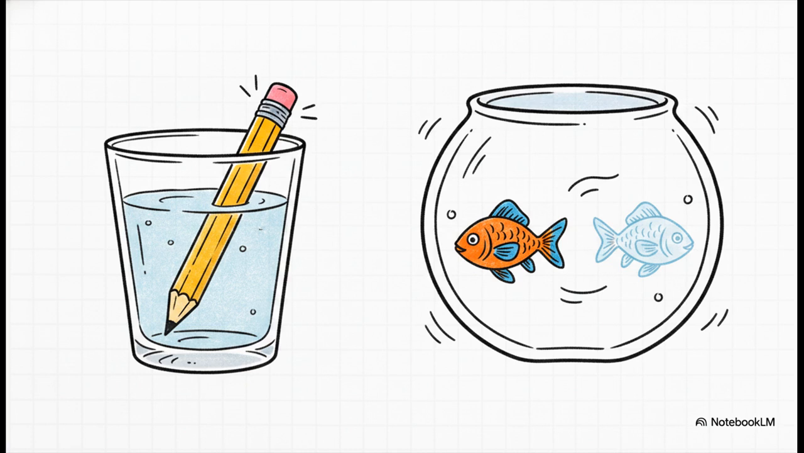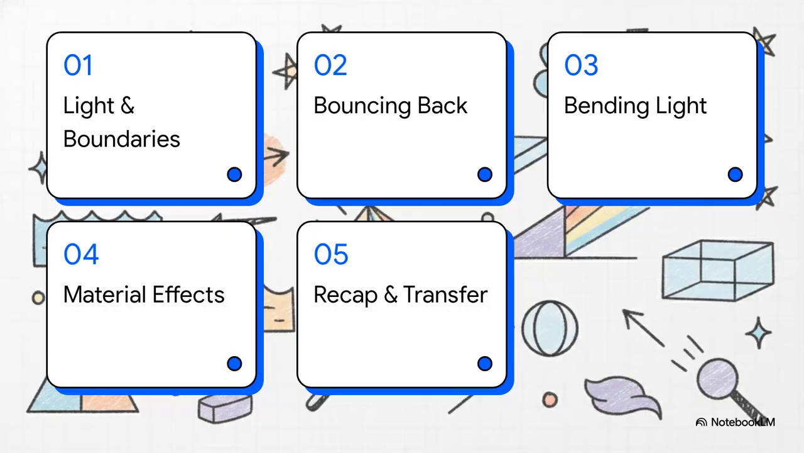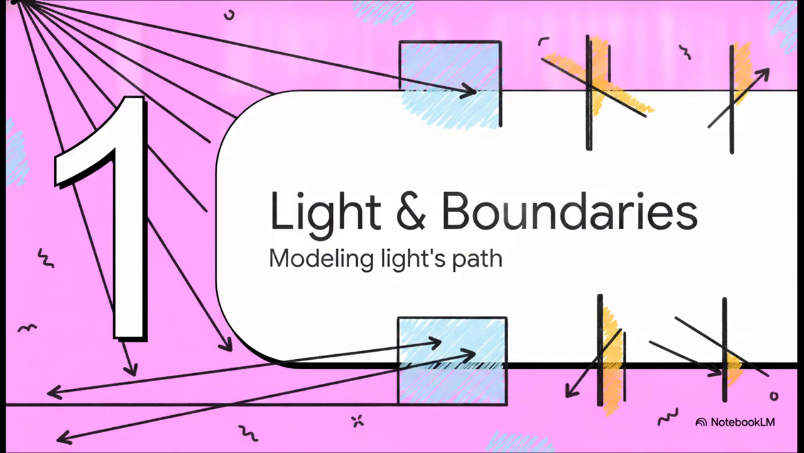In this explainer, we're going to ground these optical illusions in everyday reality and figure out exactly why our eyes perceive these wild distortions. Here's our roadmap for solving the mystery behind these illusions. First up, light rays and boundaries. Second, bouncing back, reflection. Third, bending light, refraction. Fourth, how materials affect light. And finally, a recap and transfer. Let's get to it. Section 1.